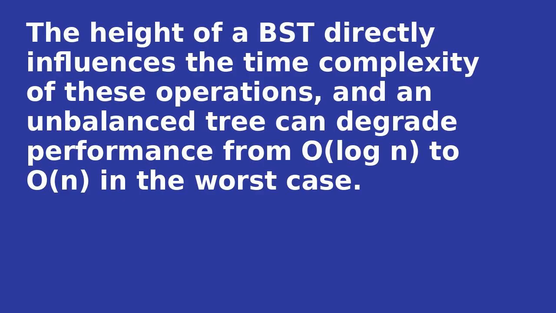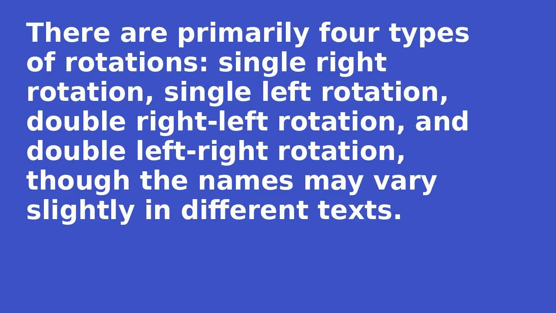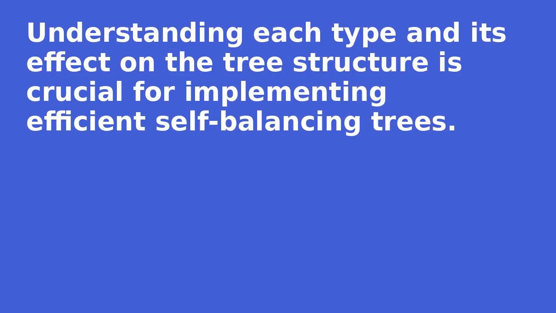In the worst case, rotations adjust the structure of a tree without violating the binary search tree property, meaning that for any node, all keys in the left subtree remain smaller, and all keys in the right subtree remain larger. There are primarily four types of rotations: single right rotation, single left rotation, double right-left rotation, and double left-right rotation, though the names may vary slightly in different texts. Understanding each type and its effect on the tree structure is crucial for implementing efficient, self-balancing trees.